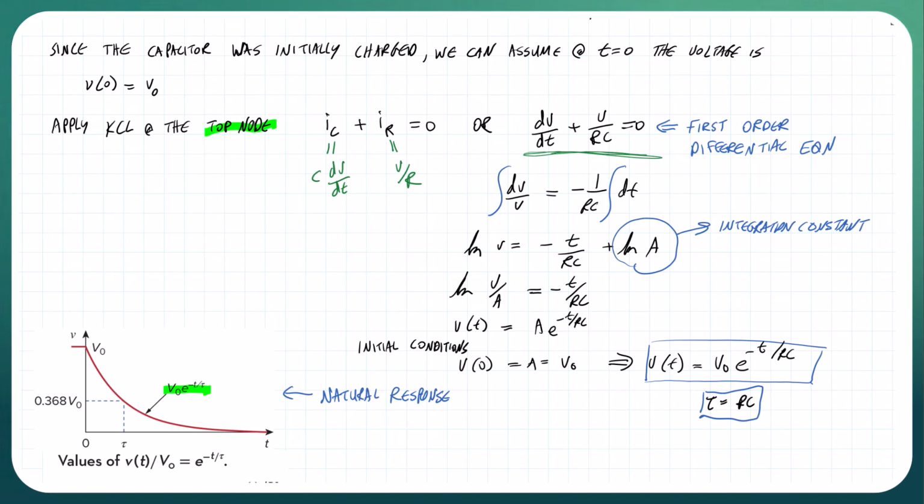So what does this mean? So let me bring this up here a little bit. The result shows that the voltage response of the RC circuit is going to be an exponential decay, based on the initial voltage.